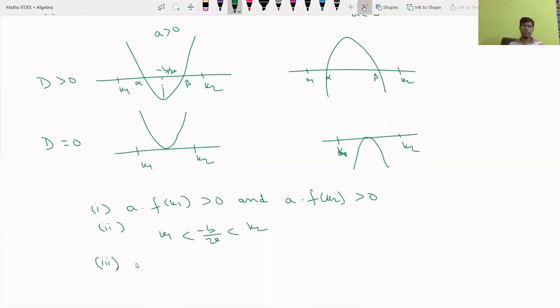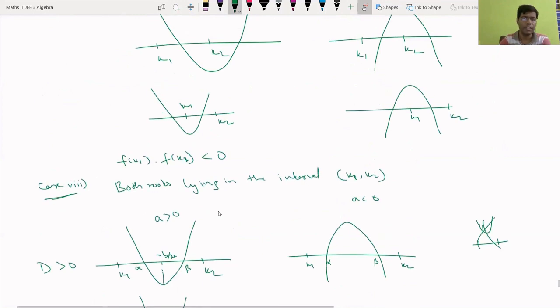And the third condition will be my discriminant greater than equal to 0. Because only when discriminant is greater than equal to 0, I'm sure that I will have two roots. Otherwise, there is a possibility of it being like this also: K1, K2 are here and it is not touching. So to avoid this case, we are taking discriminant greater than equal to 0.